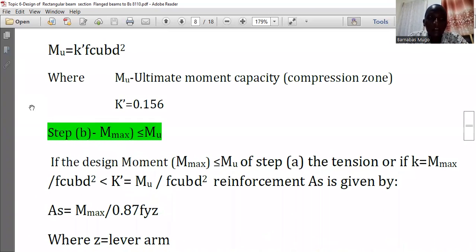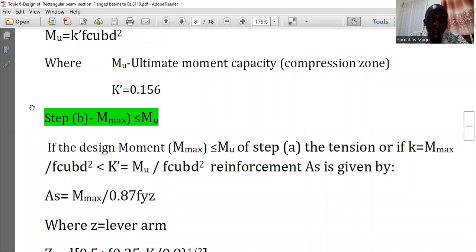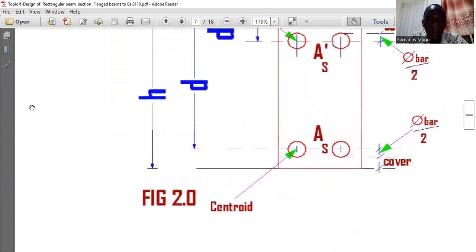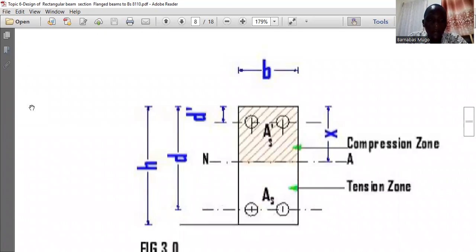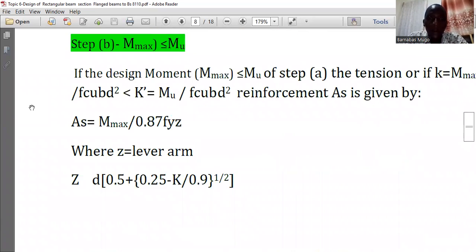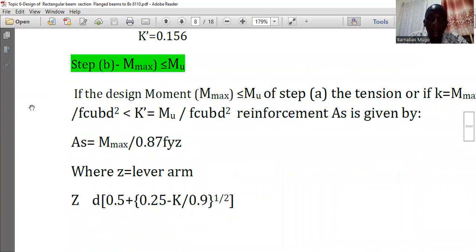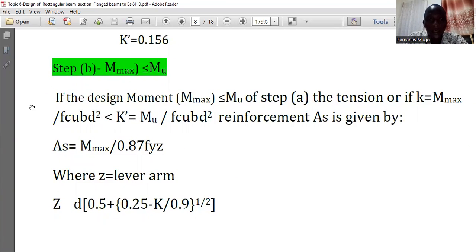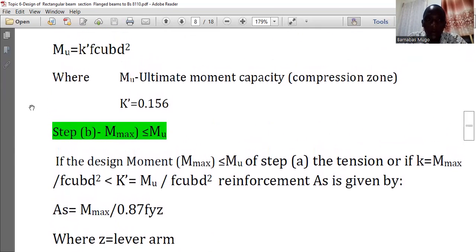And then you need to determine step number B of the case. Step number B is whereby we need to determine if M maximum is greater than MU, so that you can be able to tell if the design moment, M maximum, which we have just said is WL squared over 8, is greater than MU, the one that we calculated using this formula.